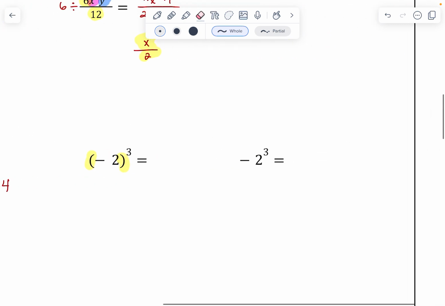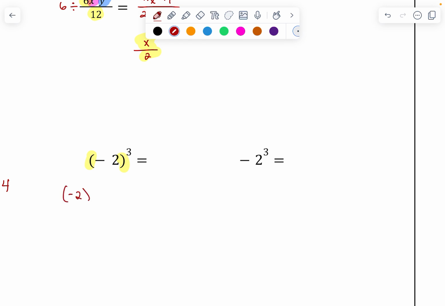Okay, let's try this again. So this one, we're going to the power of 3 this time, so we're multiplying -2 times -2 times -2, 3 times. Now we know that -2 times -2 gives us +4. Then we need to multiply that by one more -2, which would actually give us -8. Okay, so this is going to be -8.